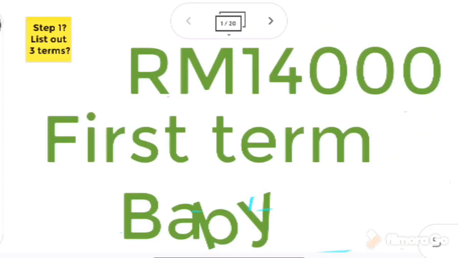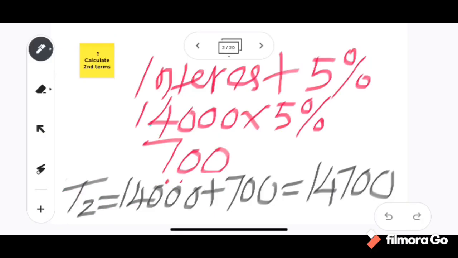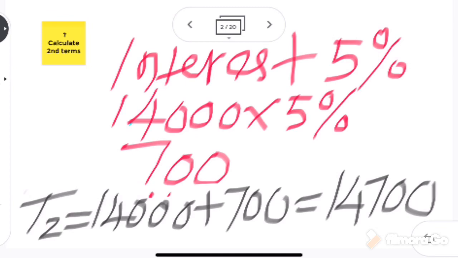So that means 14,700 times 5%. So there is an increase of 735. Now the third term becomes 14,700 plus 735, so you will get 15,435. That is the third term.